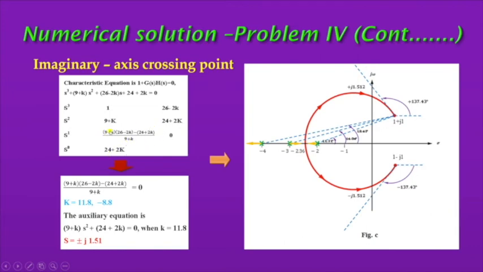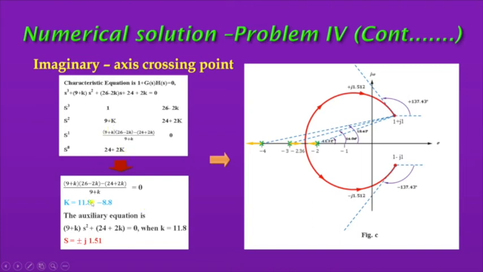If this is equal to 0, then all values of this row are 0. Then find k. So k equals 11.8 and another is minus 8.8. This is not accepted because k is not negative. K we always consider from 0 to infinity, that means a positive value. If we consider 24 plus 2k equal to 0, then we get k equal to minus 12. So this is not accepted.